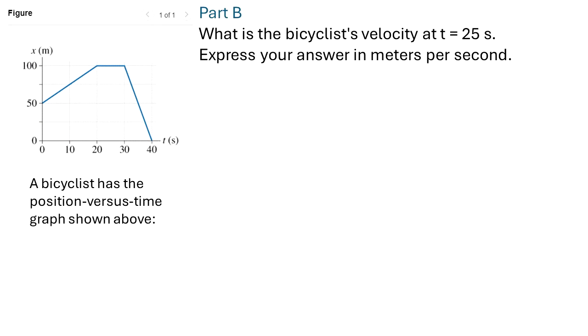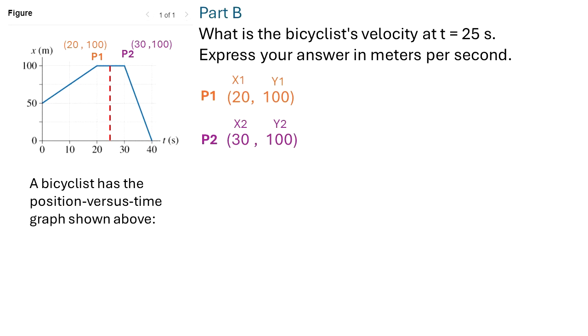Now let's do part B. What is the bicyclist velocity at time equal 25 seconds? Express your answer in meters per second. So now let's trace a red dotted line. When time is equal to 25, it's between 20 and 30 seconds.